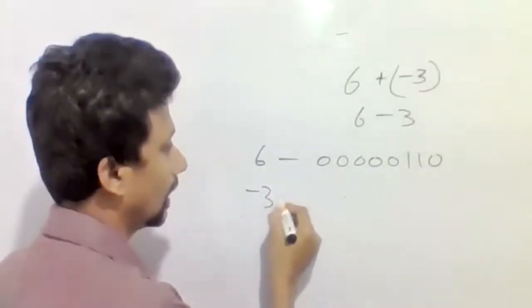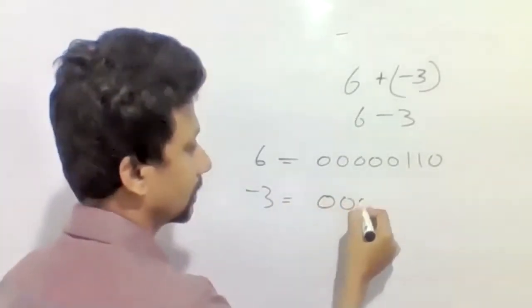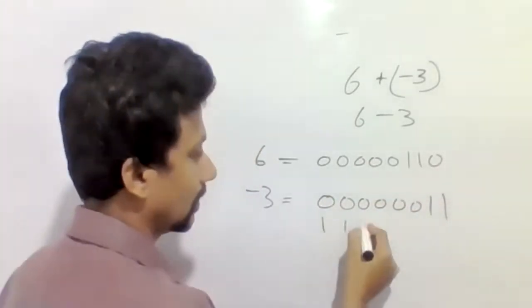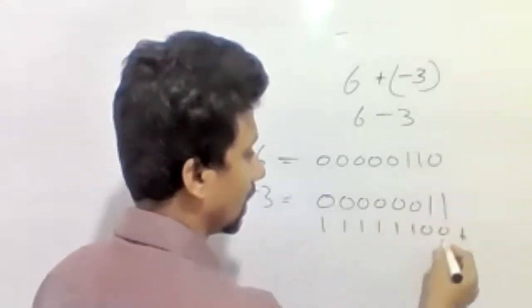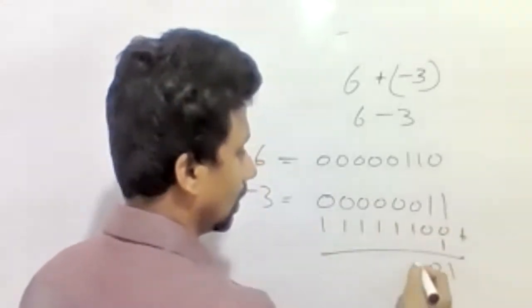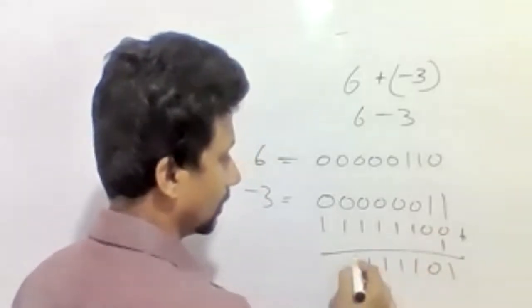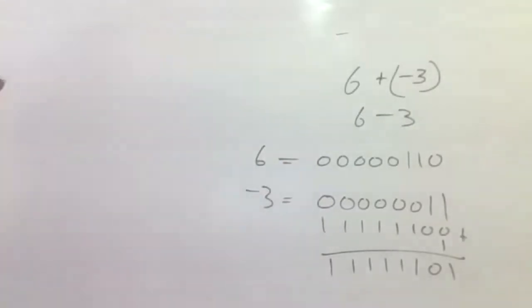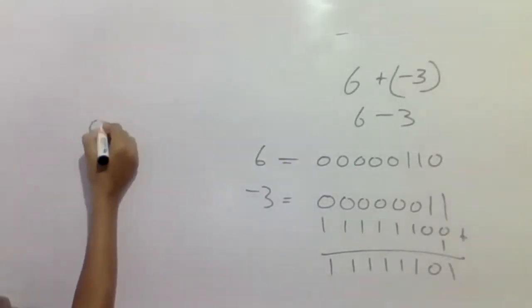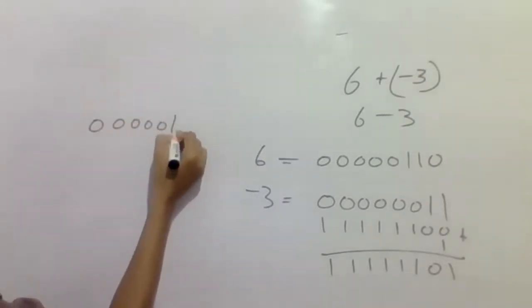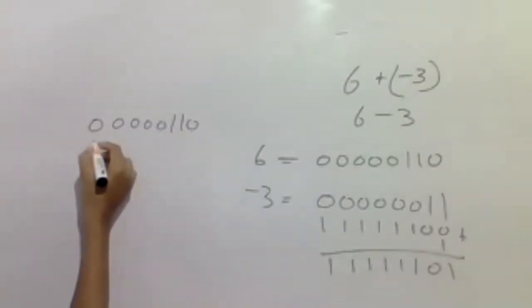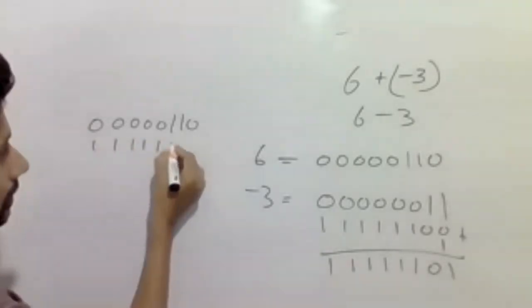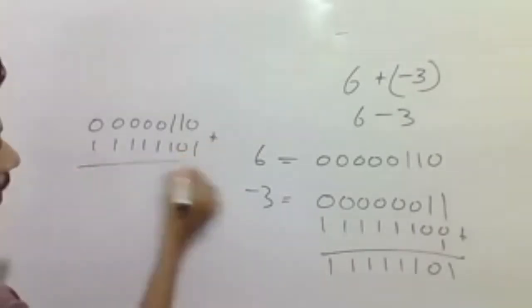Minus 3, I'll write 3 first. This is 3. Other side, 1, 1, 1, 1, 1, 1, 0, 0. And add 1 here: 1, 1, 1, 1, 1, 1, 0, 1. So this is minus 3. So I'm going to add them together. So here I am writing 6: 1, 1, 0. Here I am taking the minus 3. I'm going to add them.